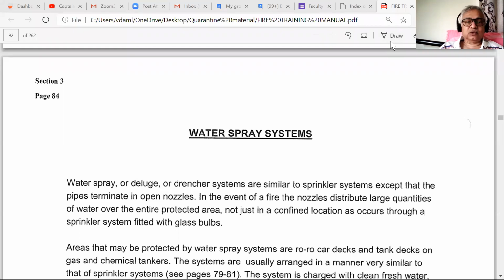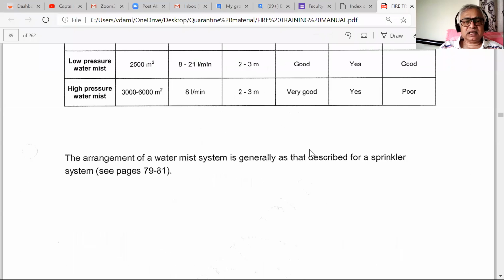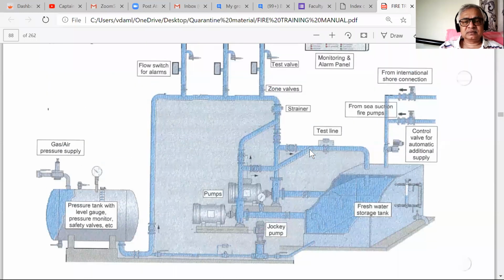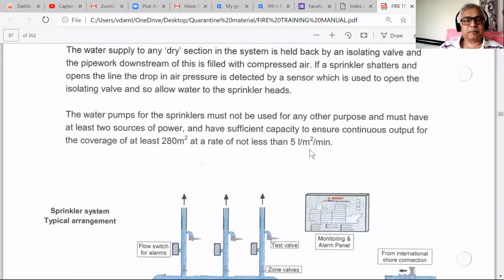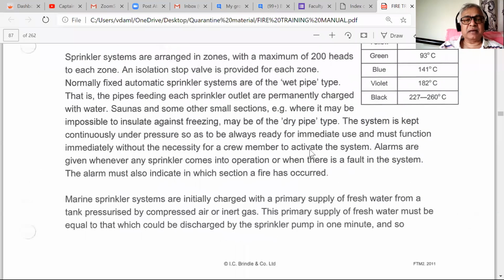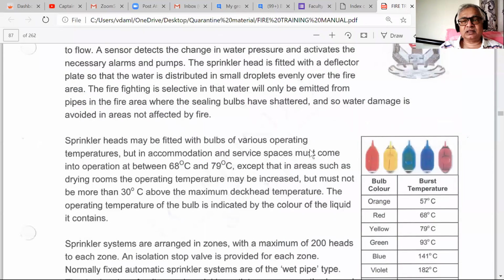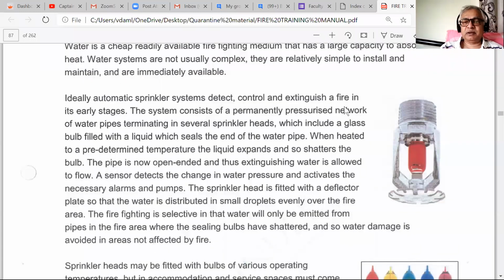Okay. So what we did last time, we'll just touch it up a bit. Last time we did see the water-based systems like a sprinkler system here. Then what are the typical differences between sprinkler system and hypermist system? Like these bulbs, different bulbs. How does it operate? For example, what is this bulb? And then deflector plate. We went through all of it.